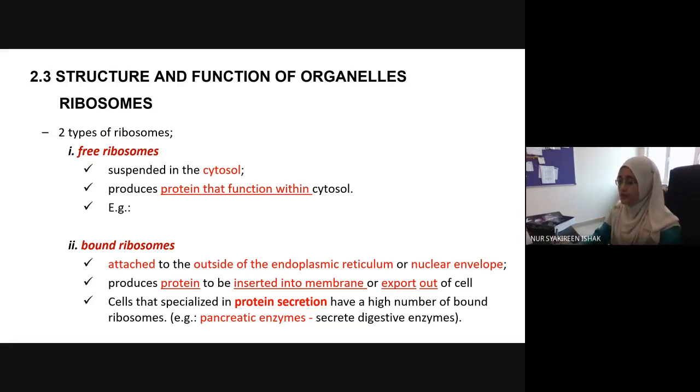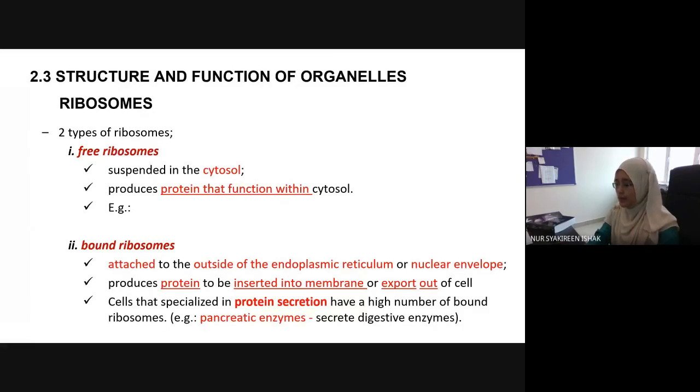That is the keyword. So produce protein to function within the cell only. For example, an enzyme that is used within the cell, or to produce structural protein within the cell for cell growth, for example. Okay, so the next type is bound ribosome.